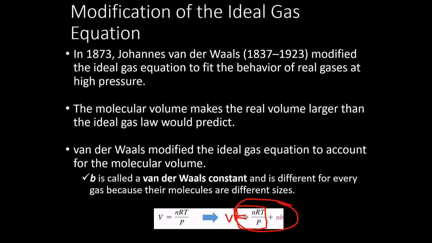This is the normal ideal gas law, and we can add N times B to that, and that will account for that little extra bit of difference. The N here is the same as this N, just the number of moles, and B is a constant that will have to be given to you in one way or another. Usually there's just a table of them, because it's a constant that is specific to a molecule.